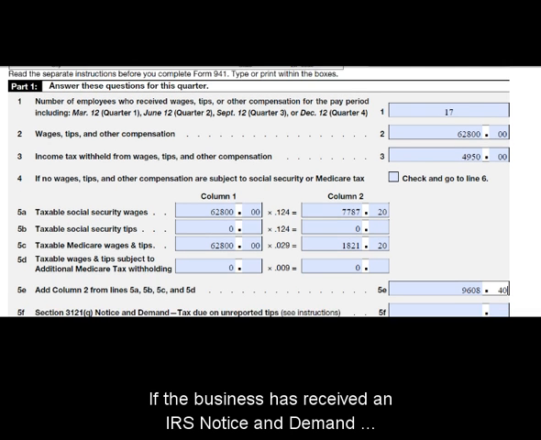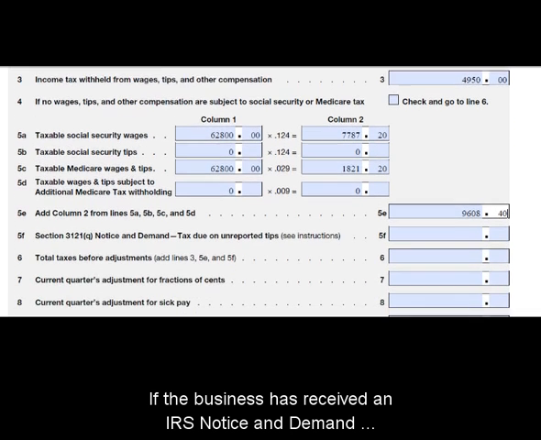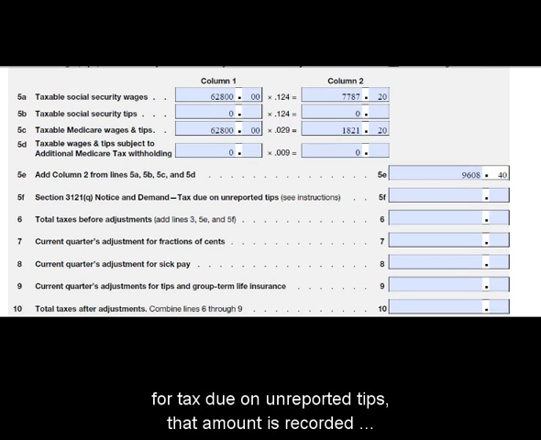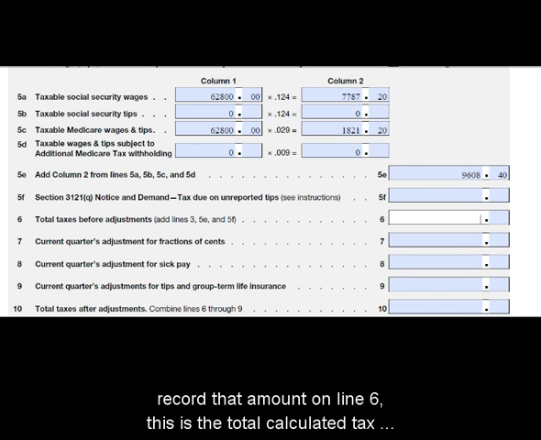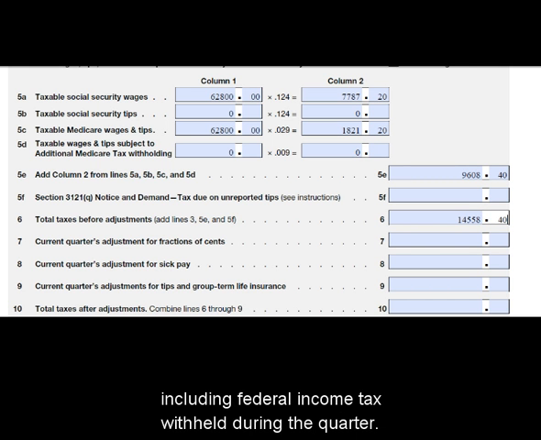If the business has received an IRS notice and demand for tax due on unreported tips, that amount is recorded on line 5F. Total lines 3, 5E, and 5F and record that amount on line 6. This is the total calculated tax, including federal income tax withheld during the quarter.